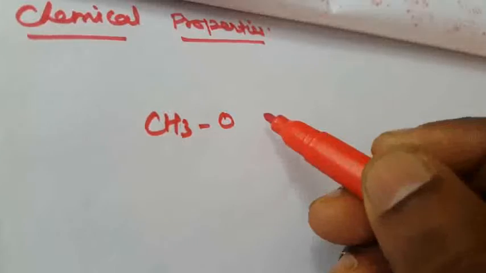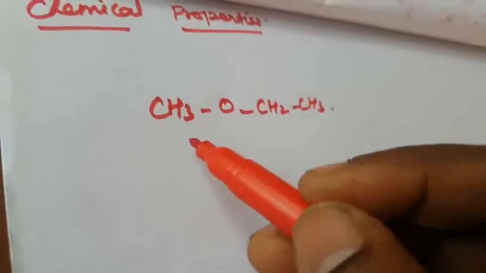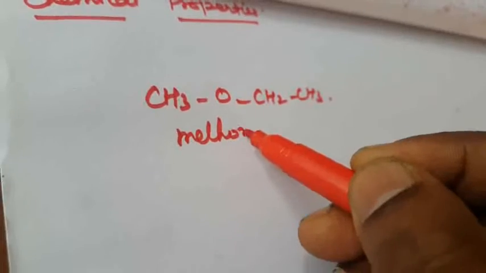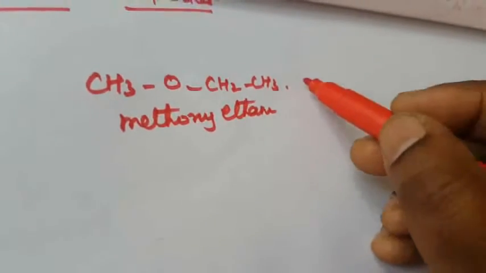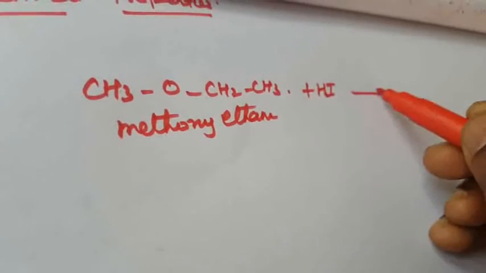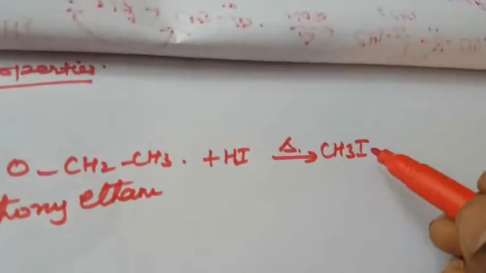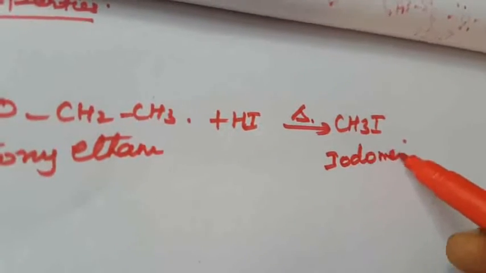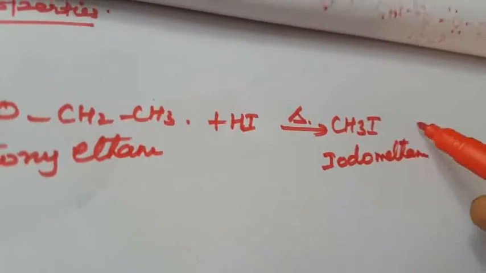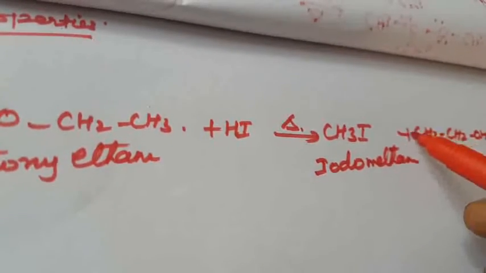So first one is CH3OCH2CH3. What is this compound name? Methoxyethane, that is the ether compound. When it reacts with hydrogen iodide and is heated, methyl iodide, iodomethane, will be formed. Then again CH3CH2OH.